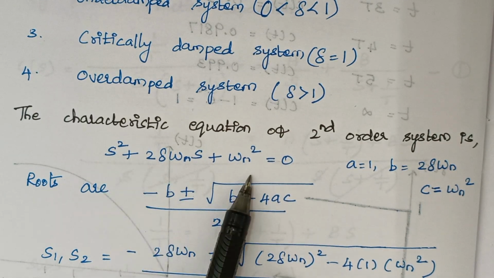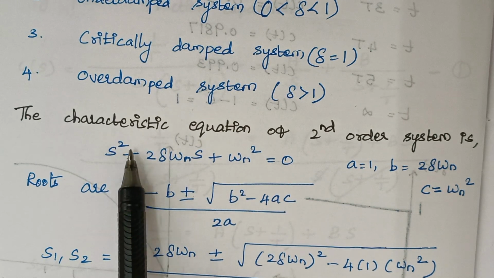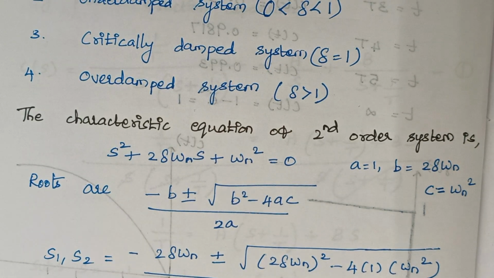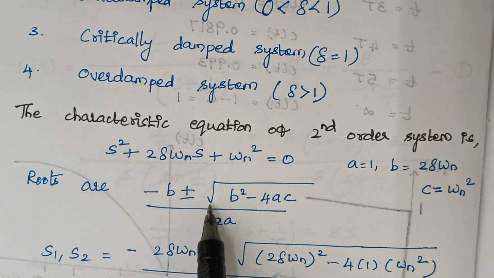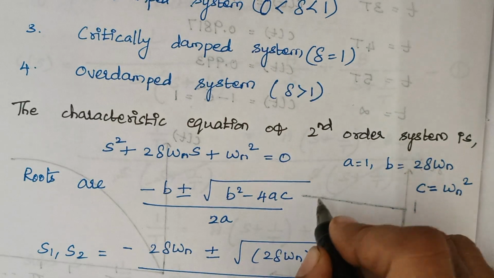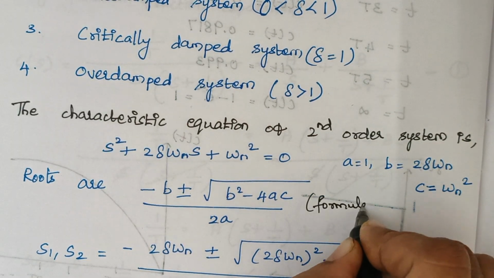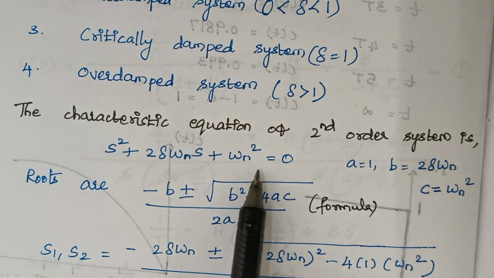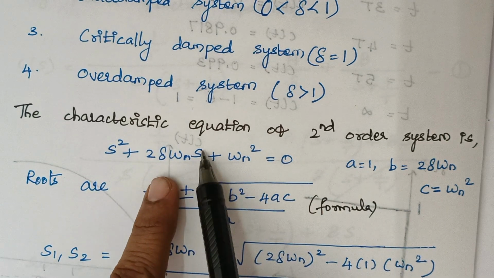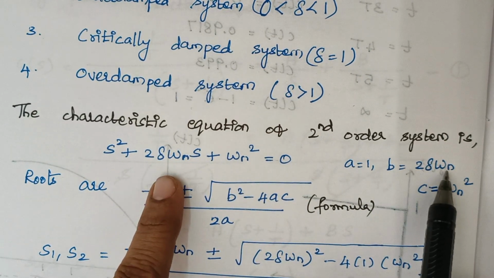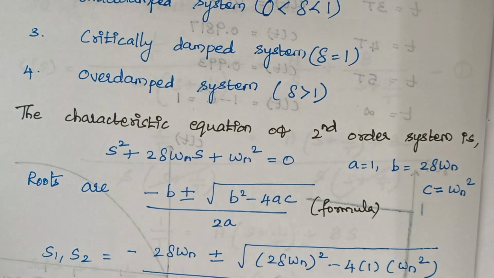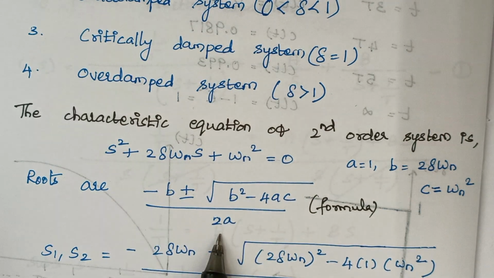So this is a second order equation because the maximum power of s is 2. So we will finally have 2 roots. The formula to find the roots is minus b plus or minus root of b square minus 4ac divided by 2a. From this equation, the value of a is nothing but the coefficient of s square, it is 1. The coefficient of s is 2 zeta omega n, and the value of c, that is the constant, is omega n square. Just substitute the values in these respective places.